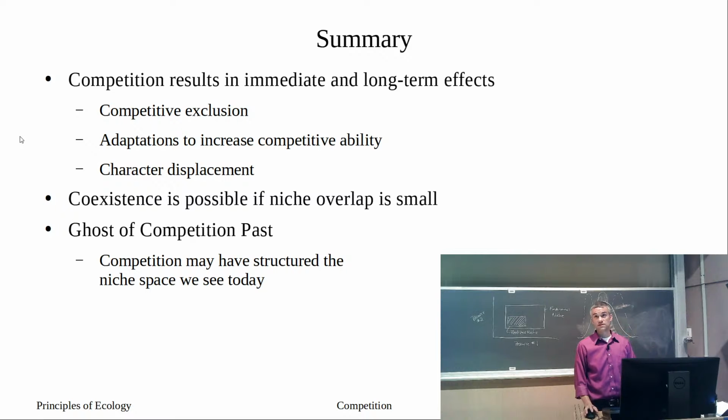Now, coexistence of competing species is possible. One way in which they could coexist is if our overlap is really small. In this case, this is pretty big overlap. You're probably not going to get coexistence. Something has to change. But if you have a small amount of overlap, it's entirely possible that species can coexist.